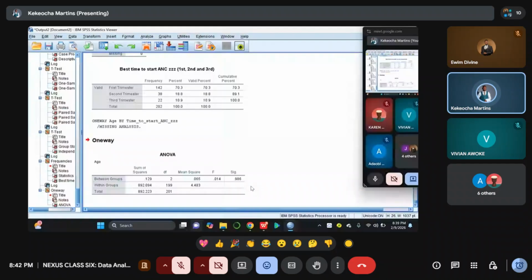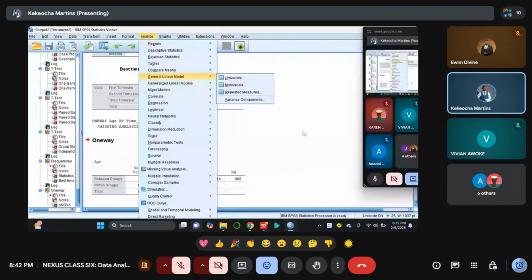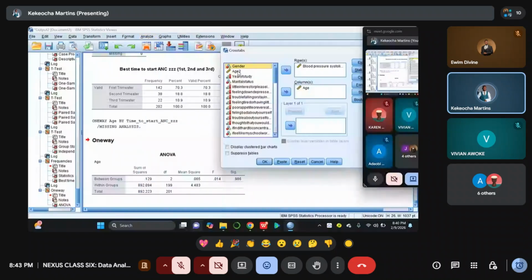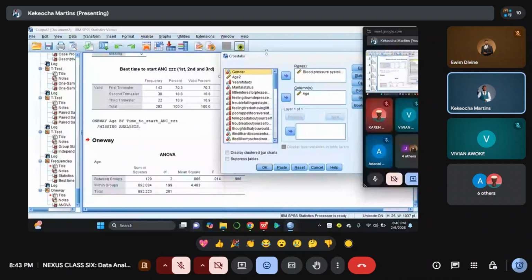Then after ANOVA, we can go over to chi-square. Most of us are already familiar with chi-square. In chi-square, you are checking for association between categorical variables. Example, level of education against booking of pregnancy. Maybe you want to know whether people with higher education level book earlier. So if you go under descriptive statistics, you choose chi-square. It's not written chi-square entirely, so you go under cross tabulation.